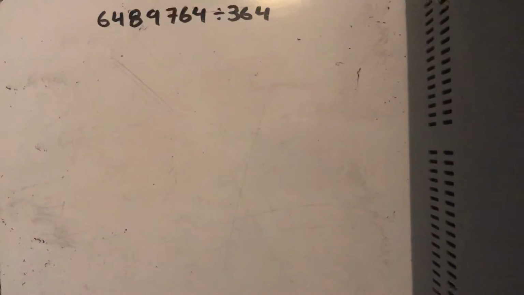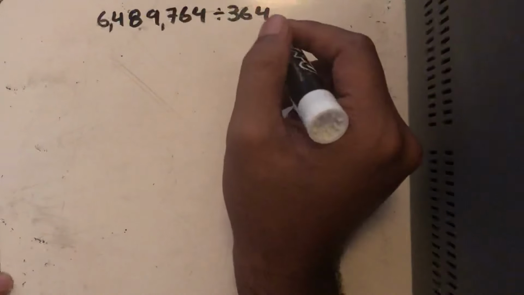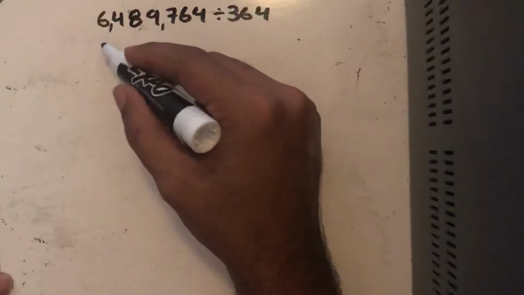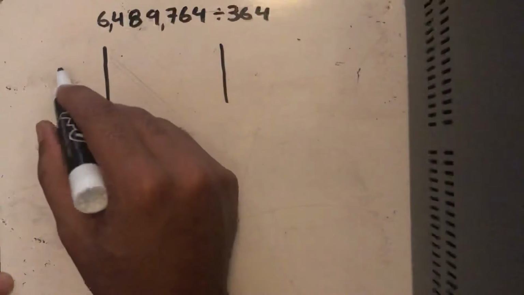Hello everybody, today we're going to divide these two numbers. So let's get started. 6,489,764 by 364 using the flag division method. So let me get started here. I set up my problem.